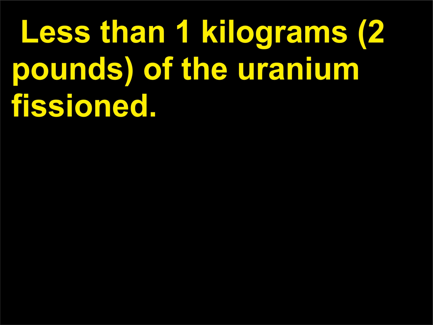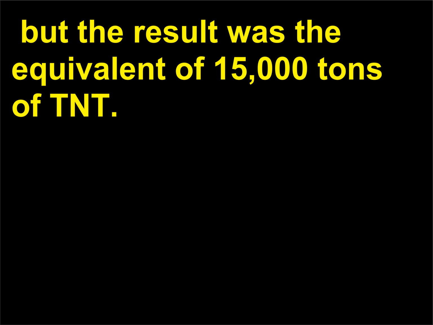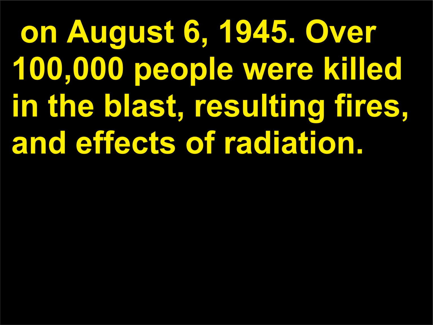Less than 1 kilogram, 2 pounds, of the uranium fissioned. Only 0.6 grams, 0.001 pounds, was converted into energy. But the result was the equivalent of 15,000 tons of TNT. Little Boy was dropped on Hiroshima, Japan, on August 6, 1945. Over 100,000 people were killed in the blast, resulting fires and effects of radiation.